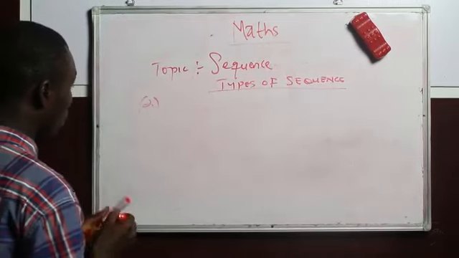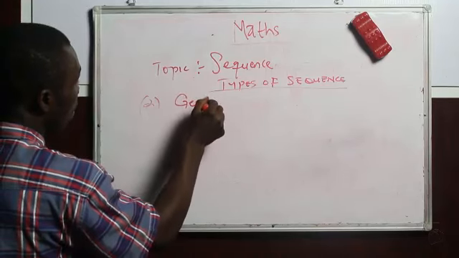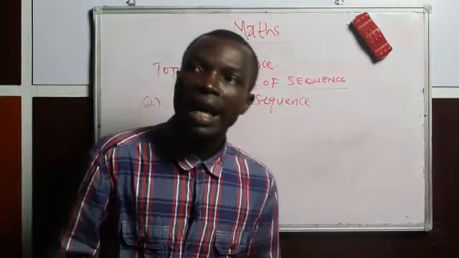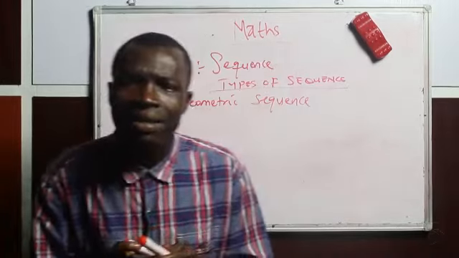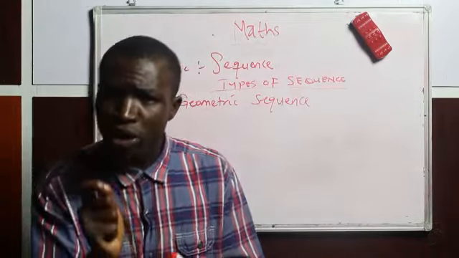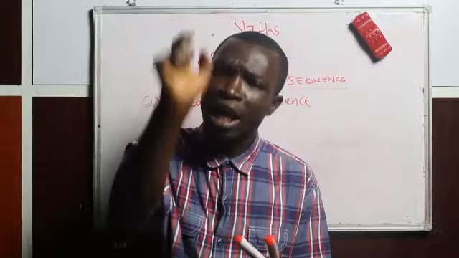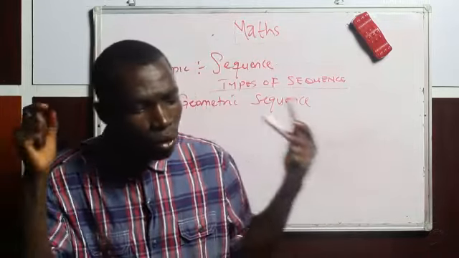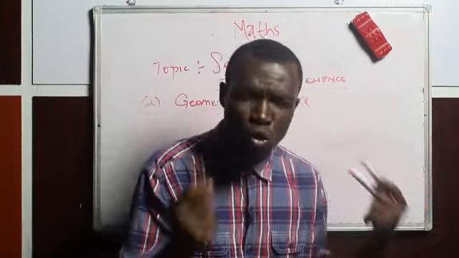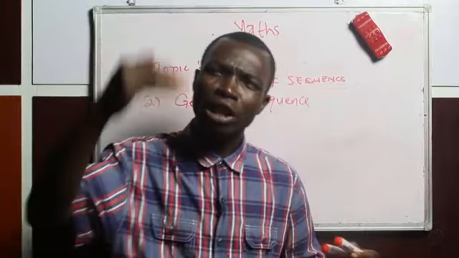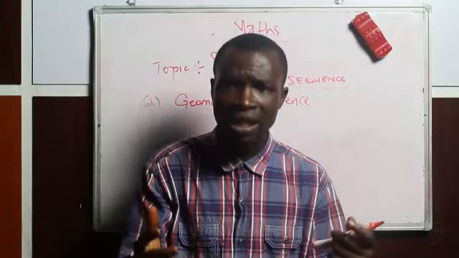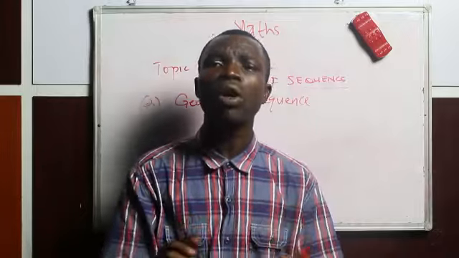Geometric sequence is the type of sequence that has a constant term called the common ratio, in line with the preceding term. When you compare the definition of the arithmetic sequence with the geometric sequence, the only thing that makes a difference is the common ratio in the geometric sequence, while in the arithmetic sequence we hold on to a constant term called the common difference.